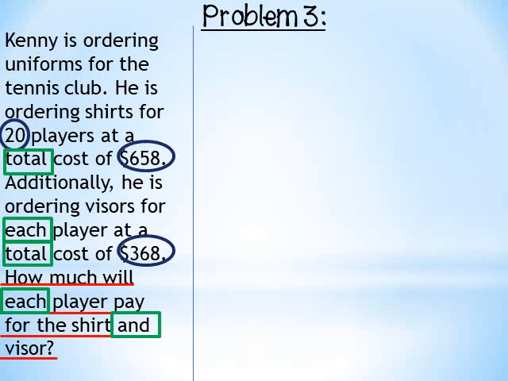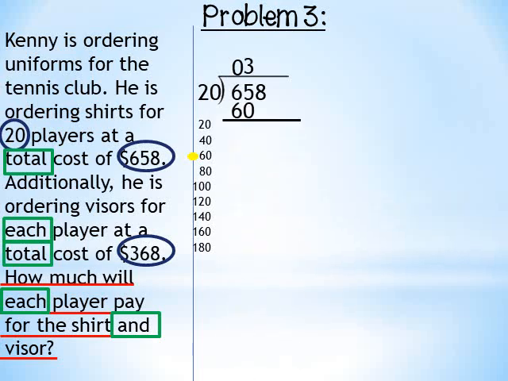So let's go ahead and set this up. Let's start with our division of the shirt. We're going to make our garage. We're going to put our 20 and our 658 in the correct spots. And we're going to skip count by our 20s off to the side. And this is a good one because what we skip count by is actually what we're going to be using. 20 does not go into 6, but it does go into 65. It goes into it 3 times. So 3 times 20 is 60. Subtracting, you get 5. Bring down that 8.